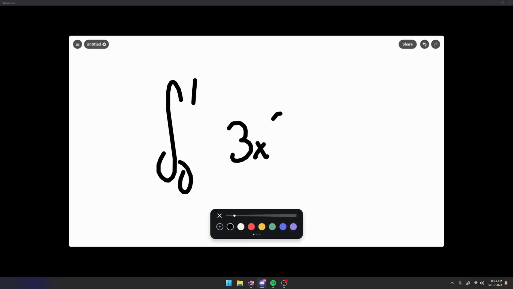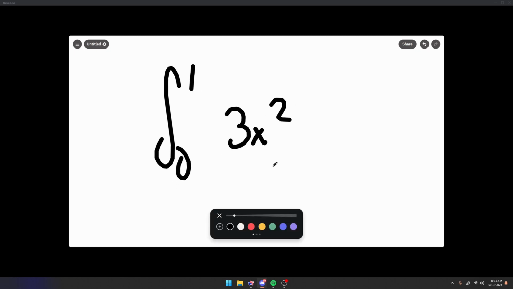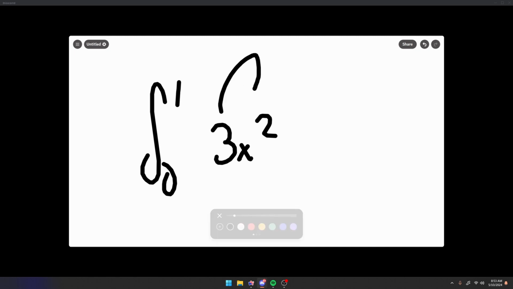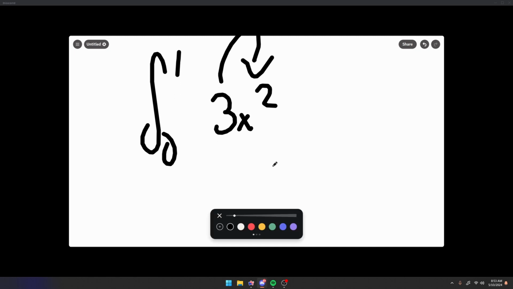Integral, so it's this weird S sign, right? From 0 to 1, we can put, I don't know, 3x squared. We're bringing this back. So this is like the backwards of a derivative, where instead of going like this and that, you want to go like this and that, and then it turns into x cubed.